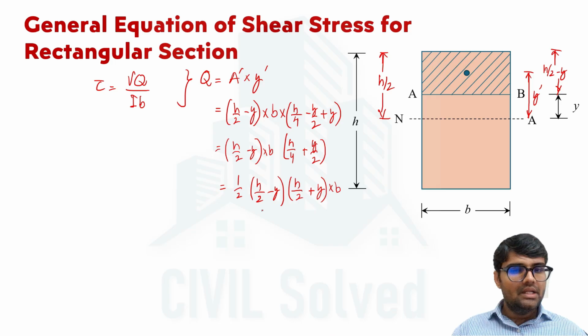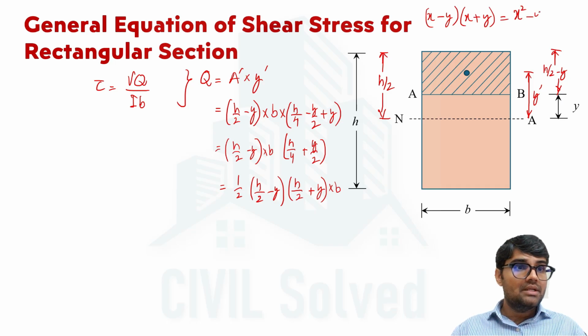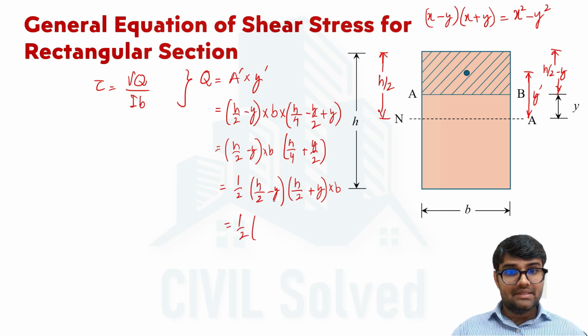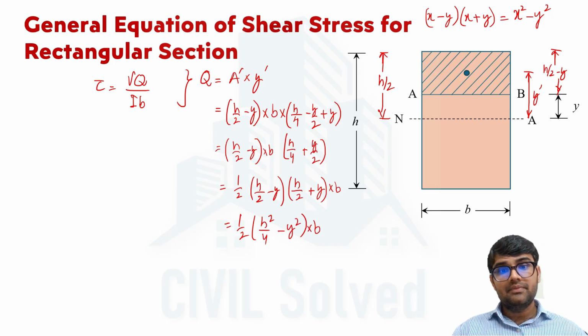Now why have I written these two together? So that we can do something with it. You know from your basic classes of mathematics that x minus y multiplied by x plus y is equal to x square minus y square. Here x is h by 2, and y is y. So from here we can write h square by 4 minus y square, multiplied by b. We cannot simplify further. We have the equation for Q here.